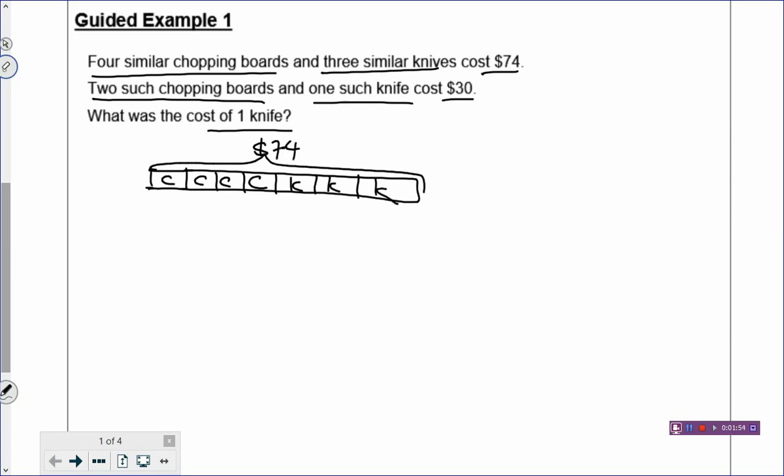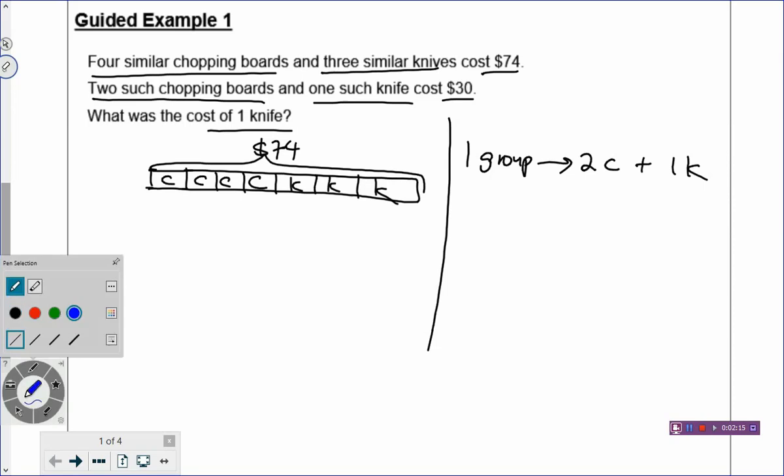Now, how do we make groups from the model? Now, you can look at the next sentence, and you can see that 2 chopping boards and 1 knife cost $30. So which means that I make one group out of 2 chopping boards and 1 knife. So that is my one group. Alright, and I'm going to circle the groups in the model. So it will look like this. So you have 2 chopping boards and 1 knife. So how much would that be? That will be $30. So can I make another one group out of the model?